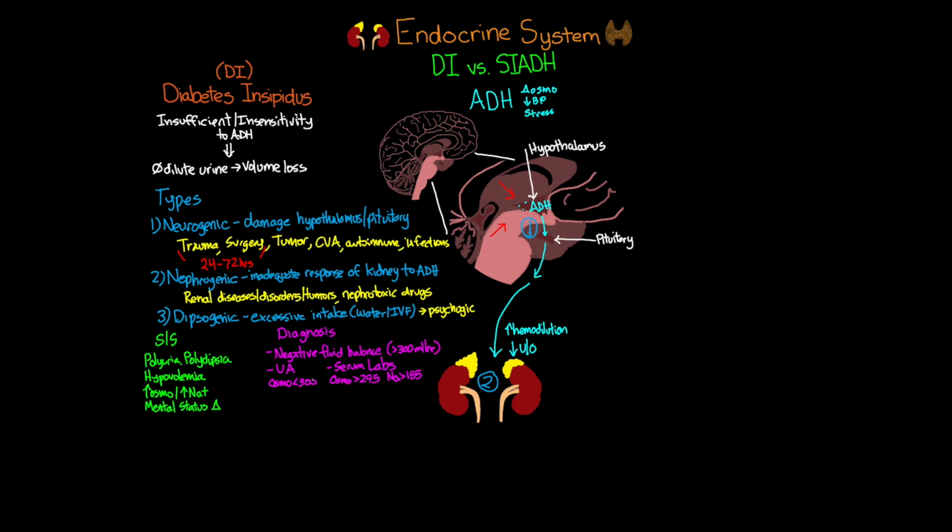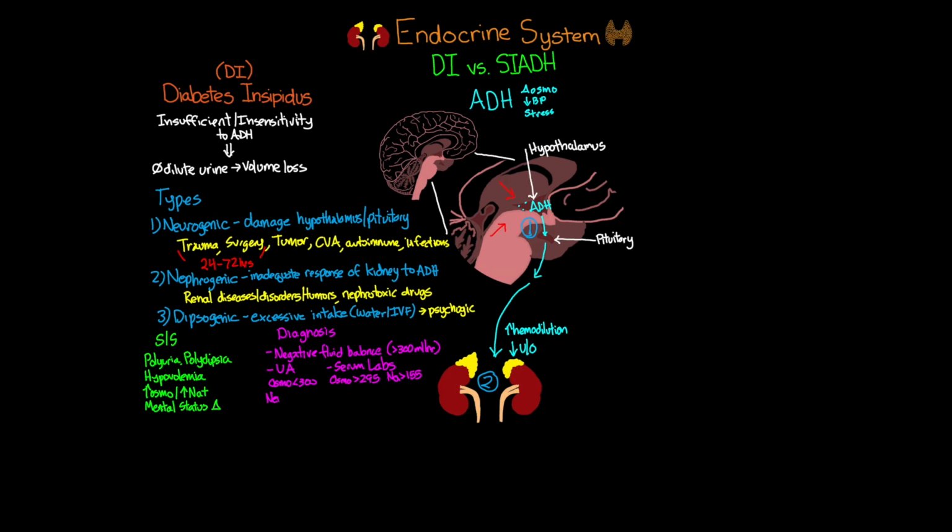If you have very concentrated blood and very dilute urine, and this process is continuing, and your osmolality in your blood is rising, and the osmolality in your urine is lowering or staying very low, this should really have you thinking DI.